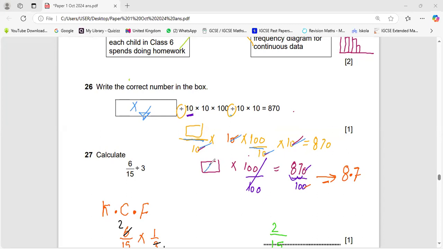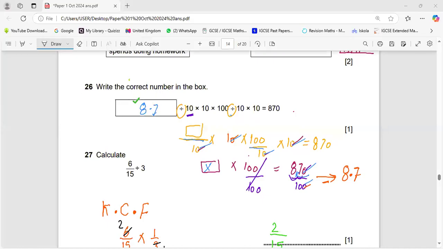Here we don't have any number, and on the other side 870. We have to divide it by 100 on both sides. If you divide this number by 100, we cancel 0 and 0 and move the point to the left, as we said in the first part, how to divide by 10 and 100. The answer is going to be 8.7. Here the answer will be 8.7. The next one.